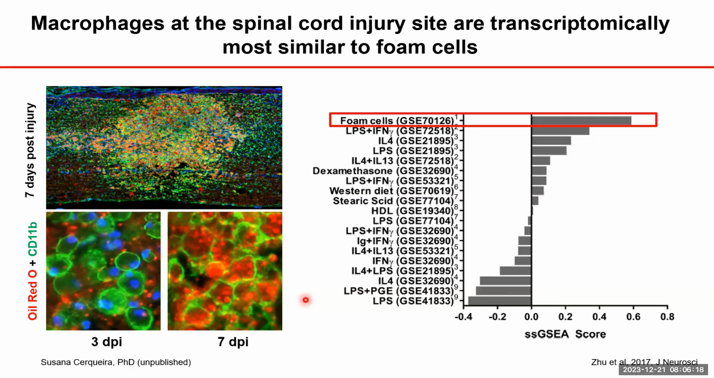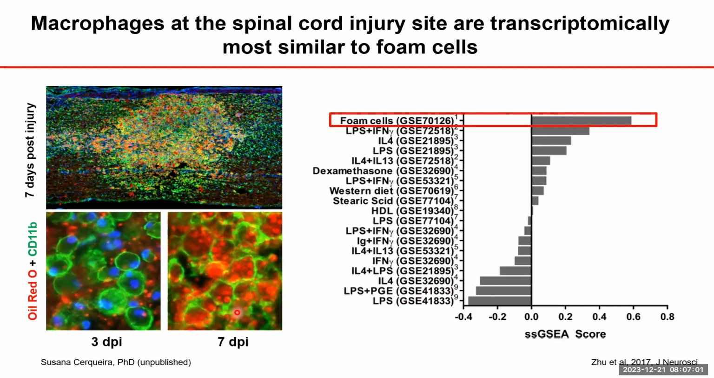And so we took advantage of mouse genetics and some novel tools that were present at that time. This is a paper that was published in 2017, where we did macrophage-specific transcriptomics. This was the first one to be done at the spinal cord injury site. What we did was we took the differentially expressed genes between 3 and 7 days, and then we performed what's called a single set gene set enrichment analysis, where we compared the differentially expressed genes of these macrophages present at the mouse spinal cord to about 19 other publicly available macrophage data sets.